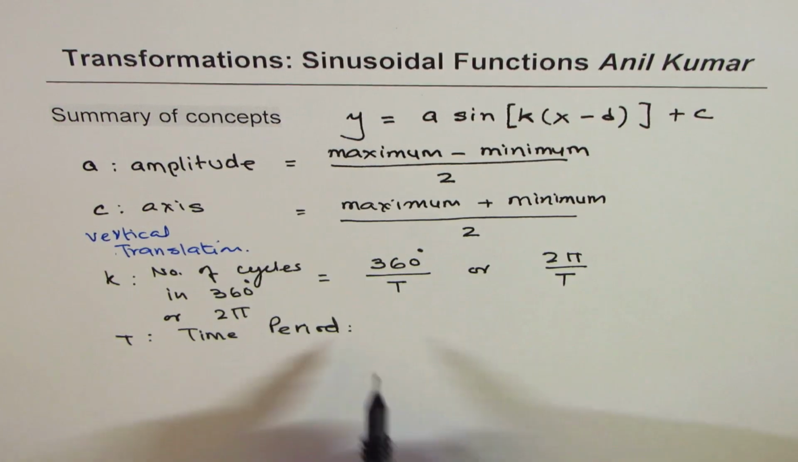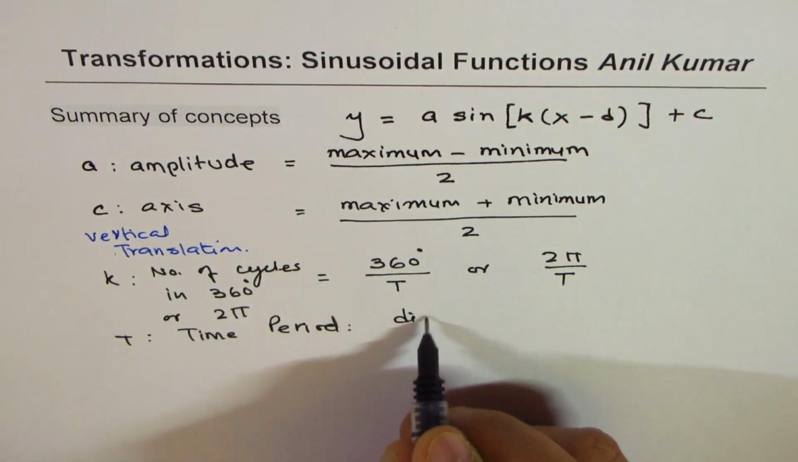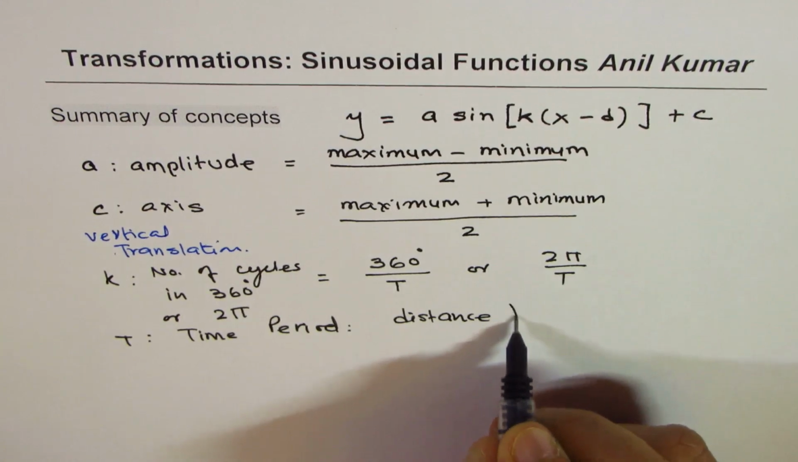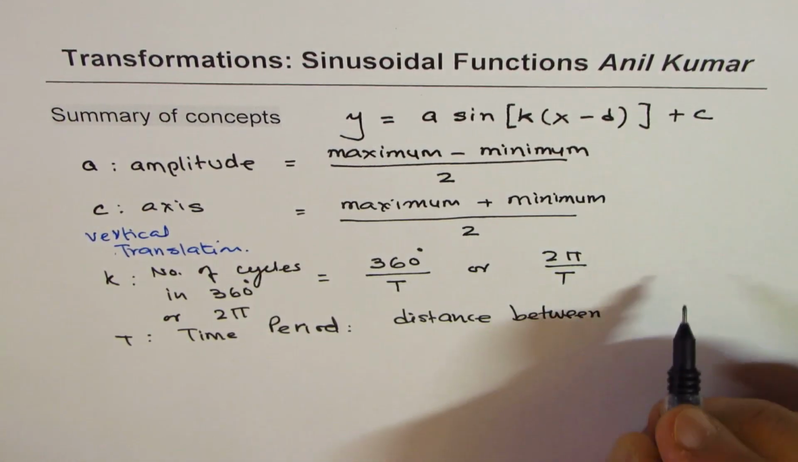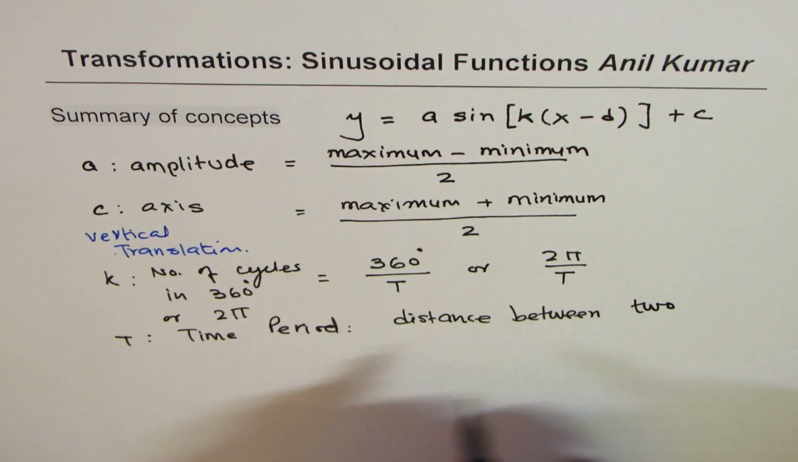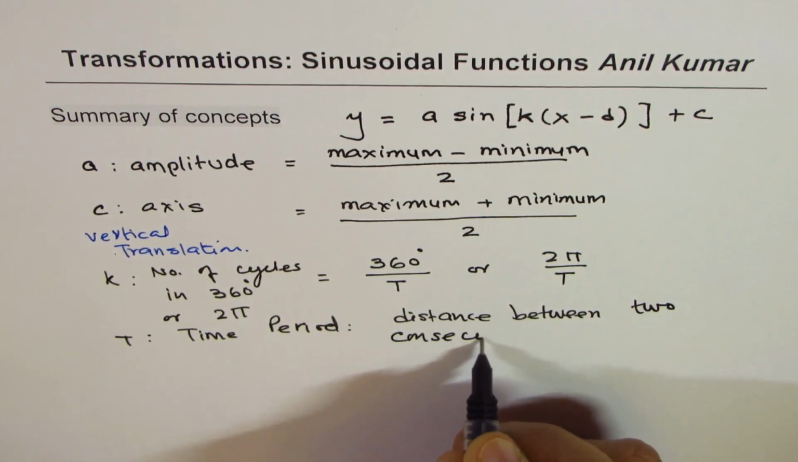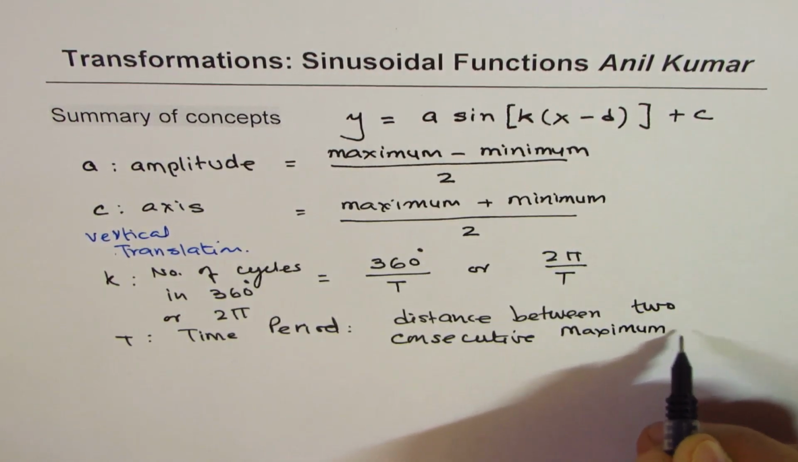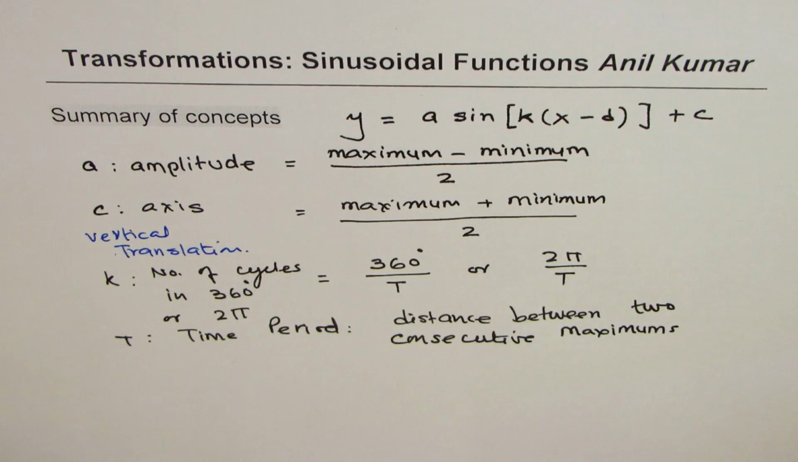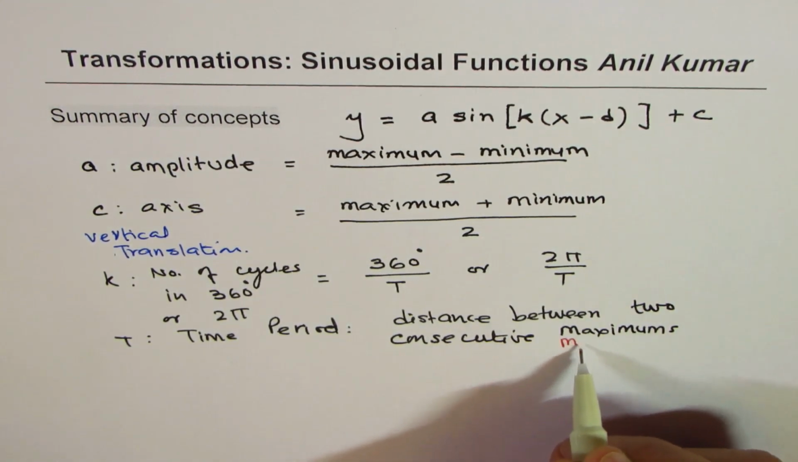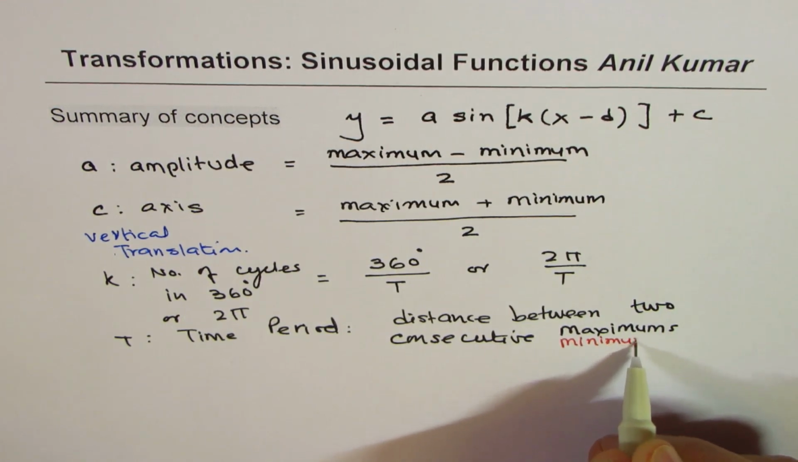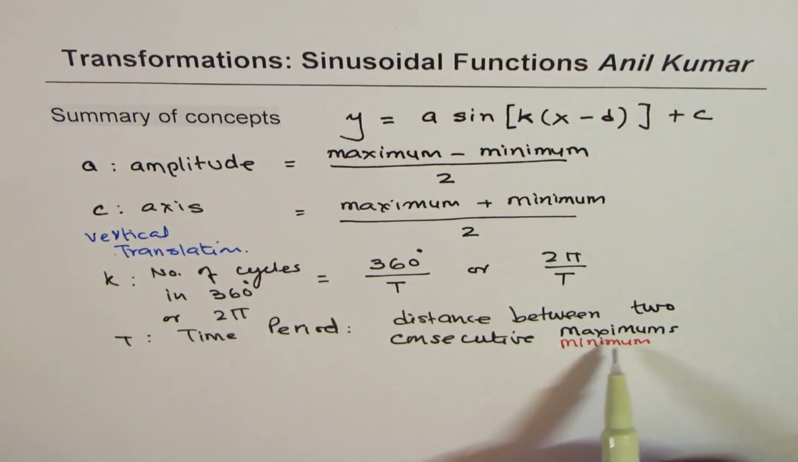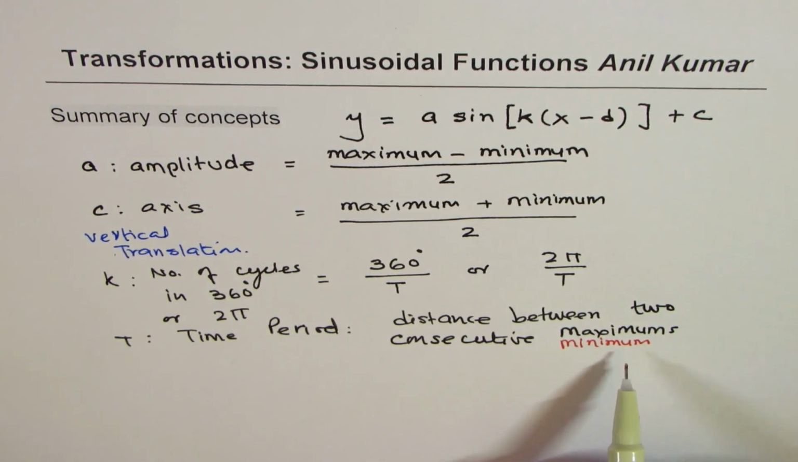Now time period can be calculated as the distance between two consecutive maximums, right? Or it could be minimums also, whatever, right? So we are looking for 2 similar points basically, so maximums or minimums. If you are given just one maximum and minimum, then that will be half the time period. Is it okay? So that is how we can calculate all of them.